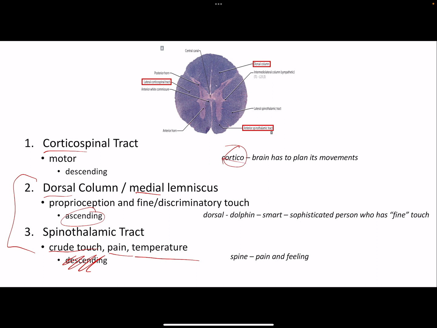Dorsal column, I think of dorsal fin, like a dolphin. What are dolphins? They're really smart, they're really evolved, really enhanced. So they have this sophisticated proprioception and fine discriminatory touch. Again, it's a little silly, it's how I remember it.